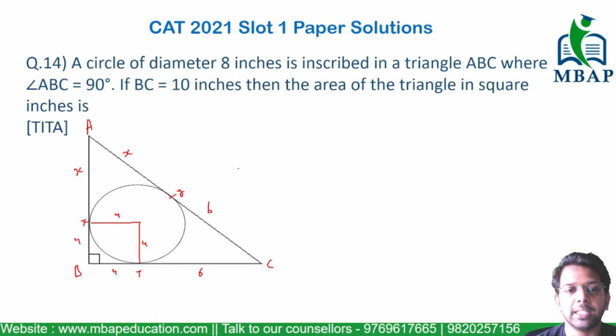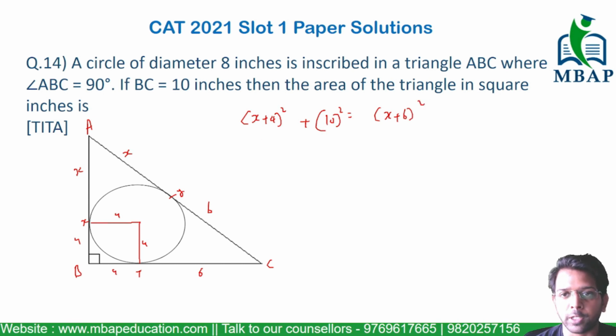We also know ABC is a right angle triangle. Certainly in that case, X plus 4 the whole square plus 6 plus 4, that is 10 square, should ideally be X plus 6 the whole square. Now X plus 4 the whole square plus 10 square is equal to X plus 6 the whole square. Very well, you can find out that 24 square, which is 576, plus 10 square, 100, should account for 676. So the value of X should ideally be 20. The value of X is basically 20.